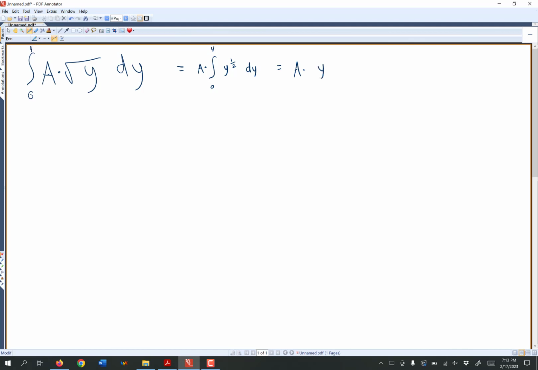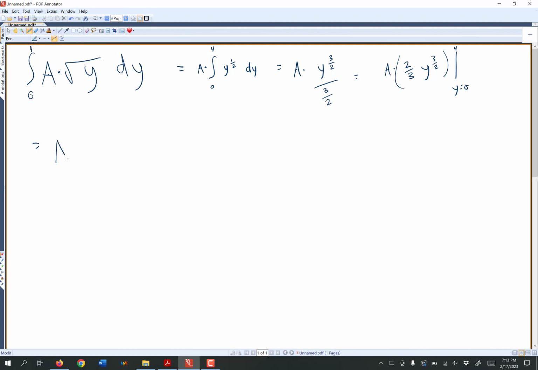Let's see, so now y, when we integrate, we add 1 to our power. So 1/2 plus 1 is going to give you 3/2. And then you divide by your new power of 3/2. So if I simplify this, I'm going to get a times 2/3 times y to the 3/2 power. But I need to evaluate it still from y equals 0 to 4.